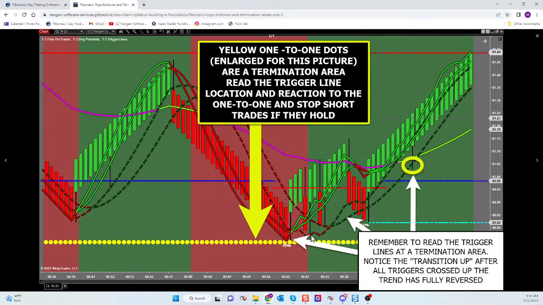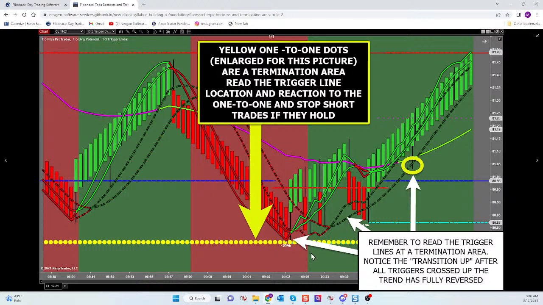No short trades into those one-to-ones. This termination condition creates a full reversal. My large triggers go from red to green. This full reversal gives me odds favorable momentum. It gives me a clear path. And guys, there's that circle once again, looking for the entry for the high probability trend trade.